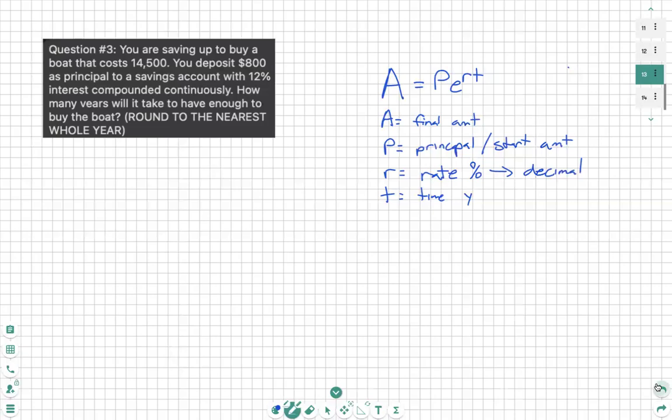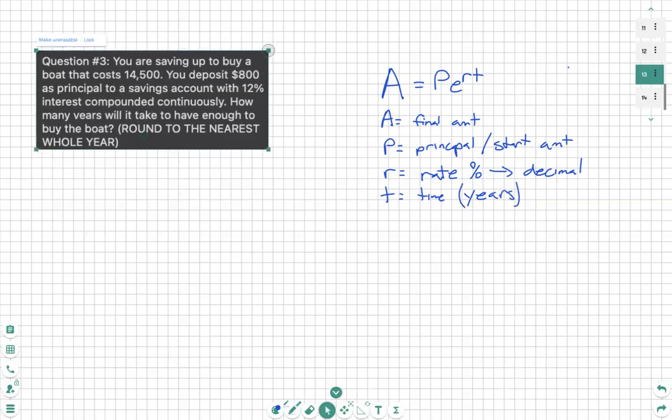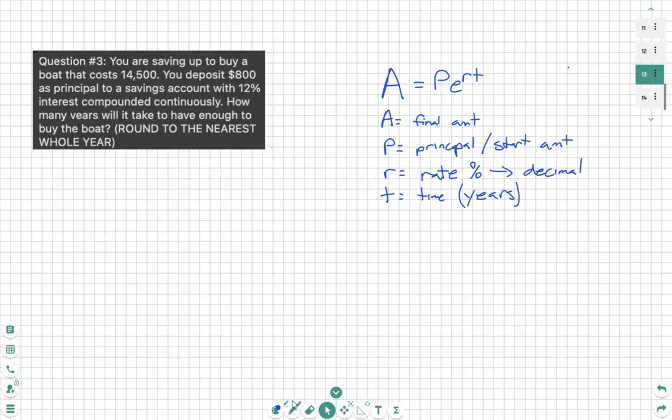Cool. Let's make that a little neater. It's going to be in years. Cool. So let's read the question. Question 3. You are saving up to buy a boat that costs $14,500. You deposit $800 as principal into a savings account with 12% interest compounded continuously. How many years will it take to have enough to buy the boat? And we're going to round to the nearest whole year.